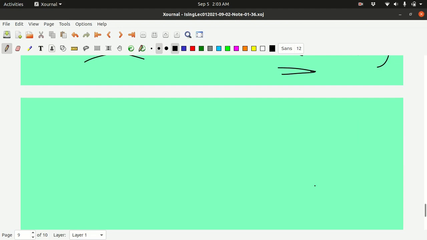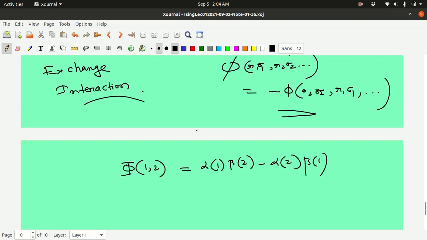Now for two electrons which are known to be in the states alpha and beta, the anti-symmetric contribution will be like this. For the two-electron wave function, phi of 1 2 will be equal to alpha 1 beta 2 minus alpha 2 beta 1. The symbols 1 and 2 are shorthand notation for r1 sigma 1 and r2 sigma 2, where r1 is the spatial part. The wave function has two parts, the spatial part and the spin part.